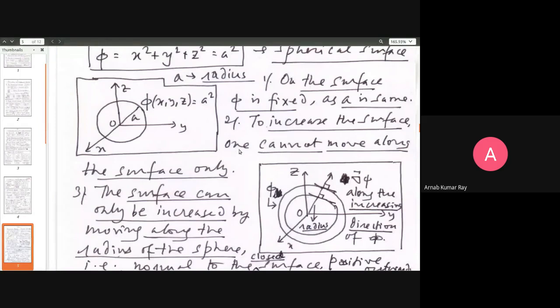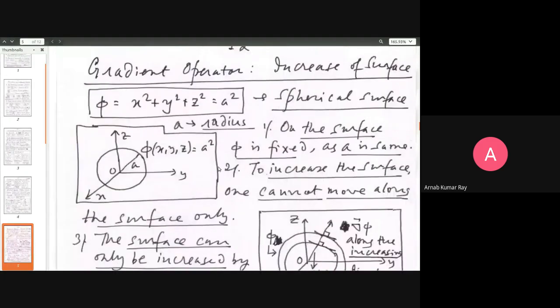Let's say I'm asking you to blow into a balloon and fill it with air. If you have to blow a balloon out, you'll have to make the balloon increase in its radius. You can't just be like an ant, move all over the balloon and hope that the surface is increasing. No, that is not what is going to happen. So del phi will point along the increasing direction of phi.